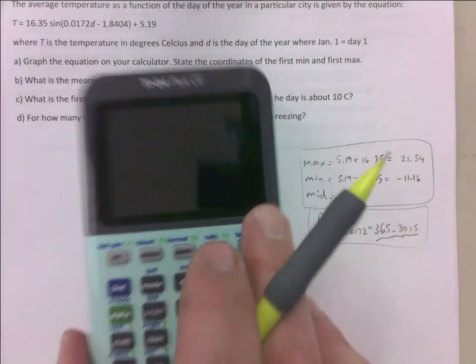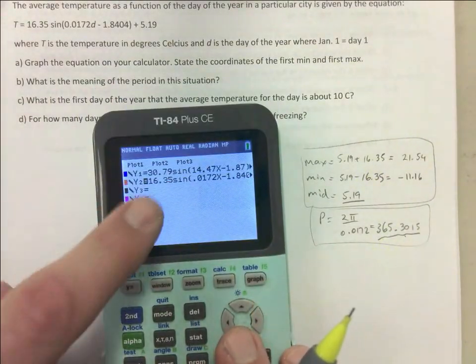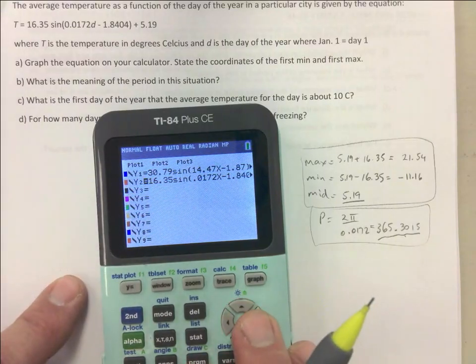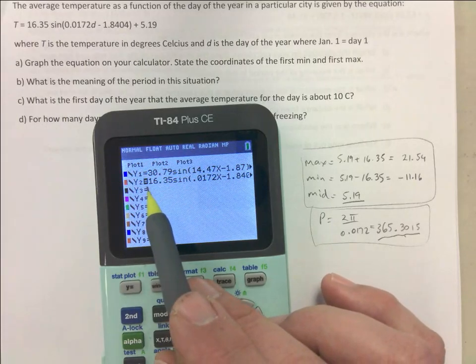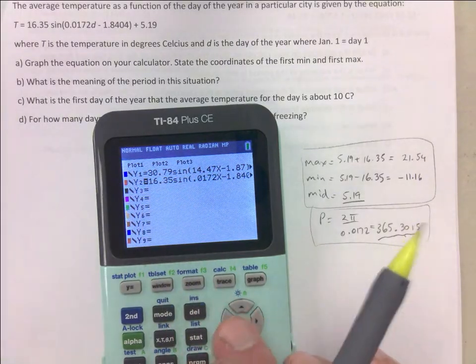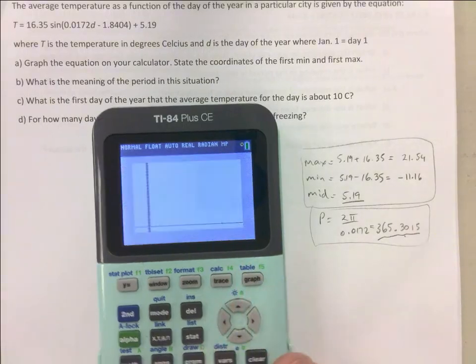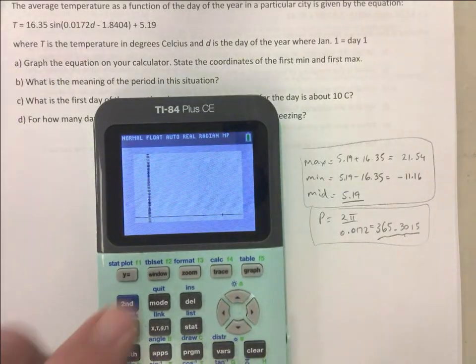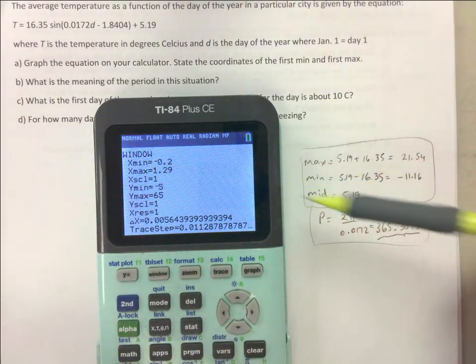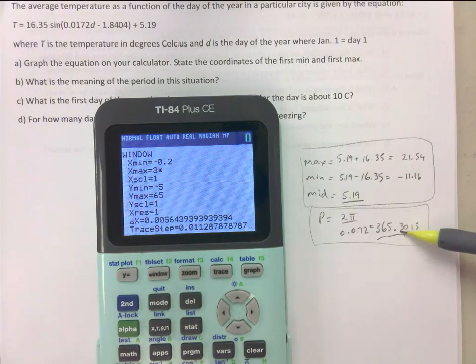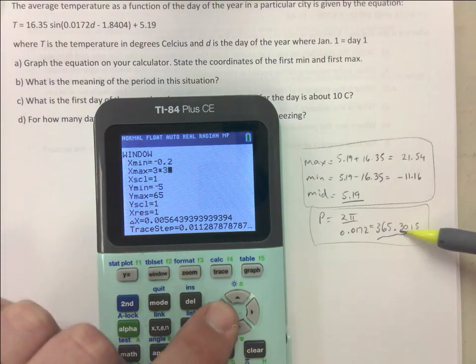So now I grab my calculator, I type that in, make sure there are no negatives anymore. The only negative is the leading coefficient ever, right? I'm going to try to graph it. I don't see a thing. Window. I'm going to fix my x max first. It's going to be 3 times 365.